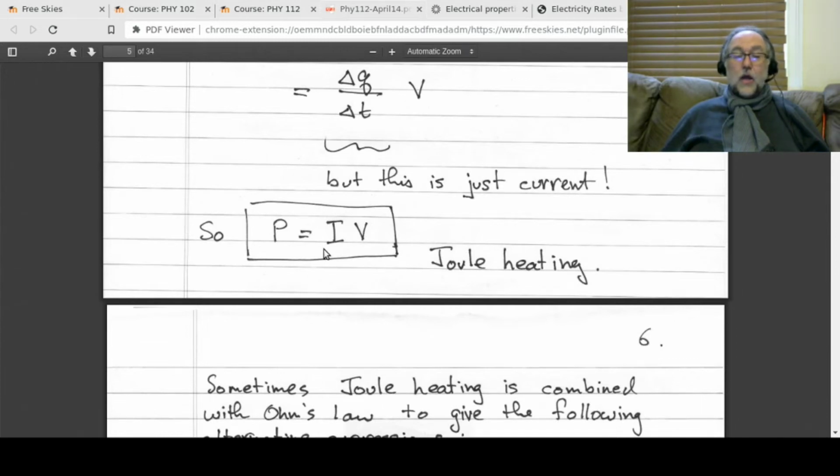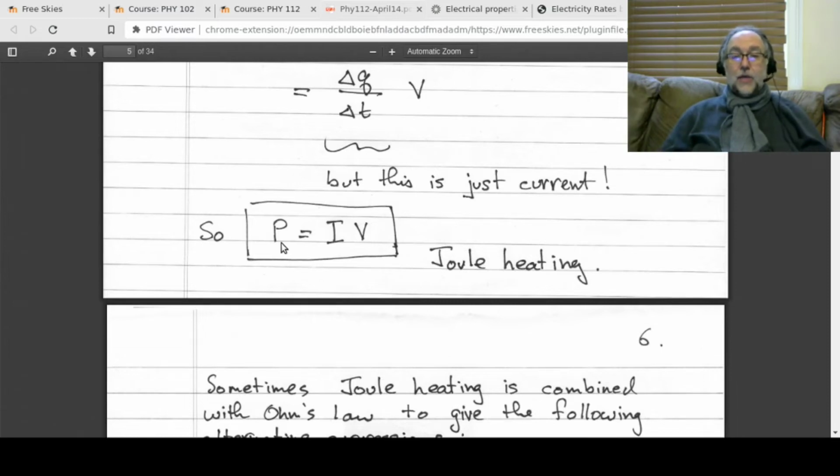Joule heating. So if you have a section of your circuit, say it has a resistor in there, and you know how much current is traveling through that resistor, and you know the potential drop across the resistor, the voltage across the two, you multiply the voltage times the current, there's your power. That tells you how many joules per second is being turned into heat there.